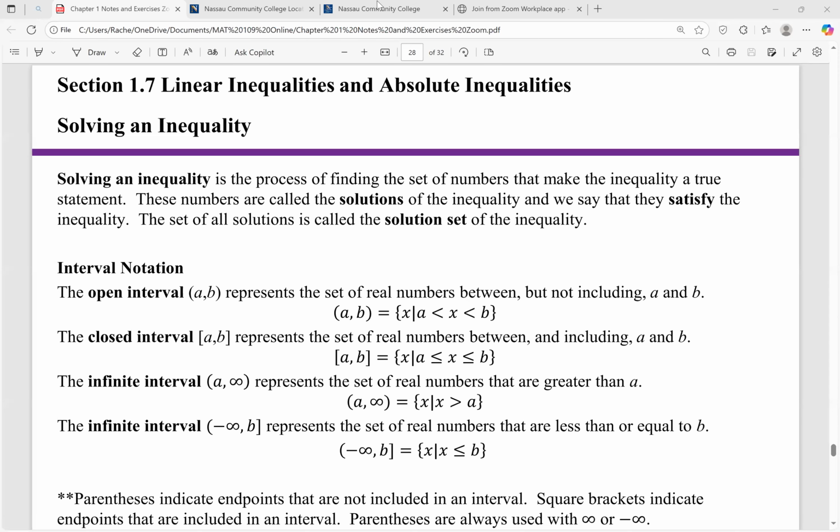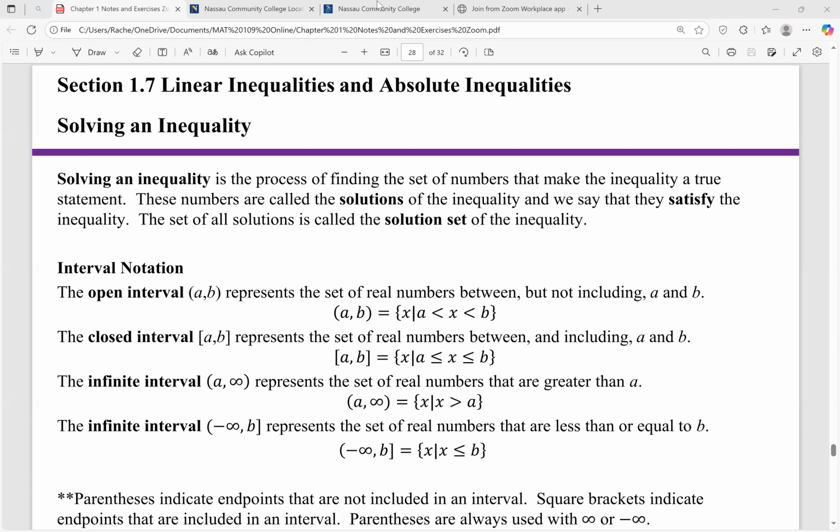In this lecture, we're going to wrap up chapter 1 and we're going to cover section 1.7, which is linear inequalities and absolute inequalities. So first, let's look at solving an inequality. You guys probably have solved an inequality at some point, right? Instead of an equation, the expression has an inequality, whether it's less than, greater than, less than or equal to, or greater than or equal to.